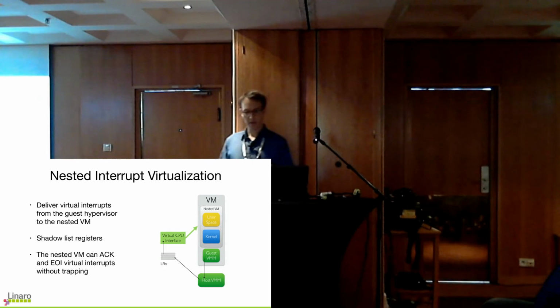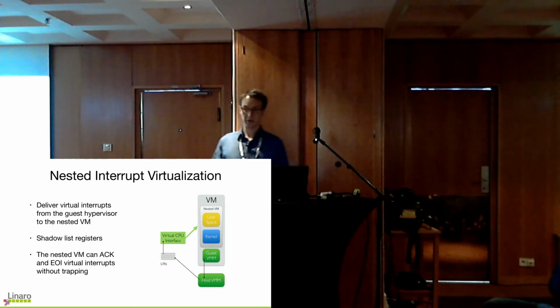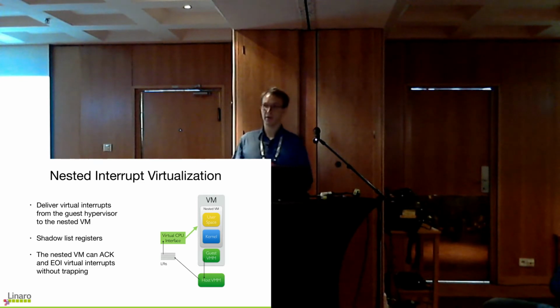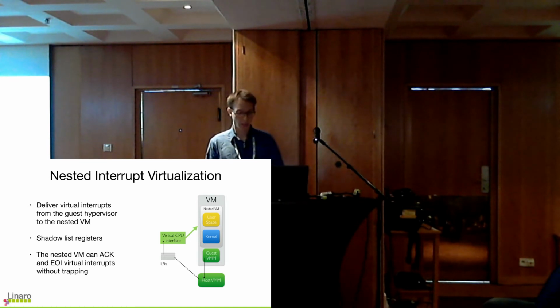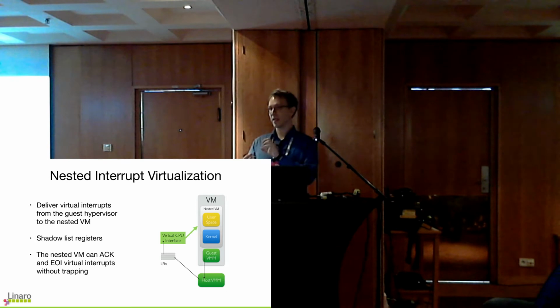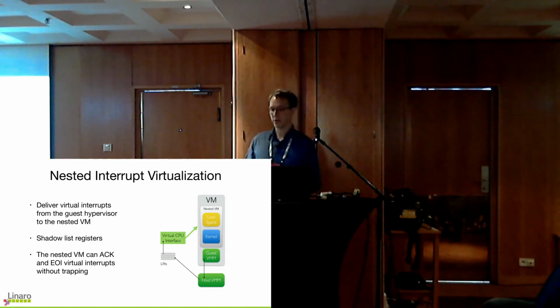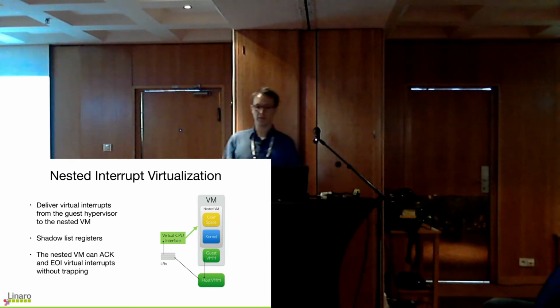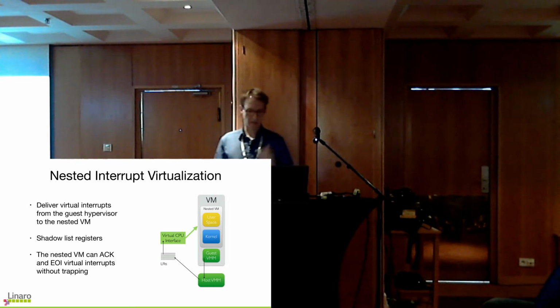So the way we do that is, again, we use this concept of shadow registers. We do that with shadow list registers. What we do is we let the guest hypervisor program virtual list registers. We tell the guest hypervisor that it has a GIC, which it really doesn't. And then the host hypervisor makes a copy and translates the values of the list registers into the real list registers, which it then uses when you run your nested VM. So the result is the nested VM can then ACK and EOI virtual interrupts without trapping.